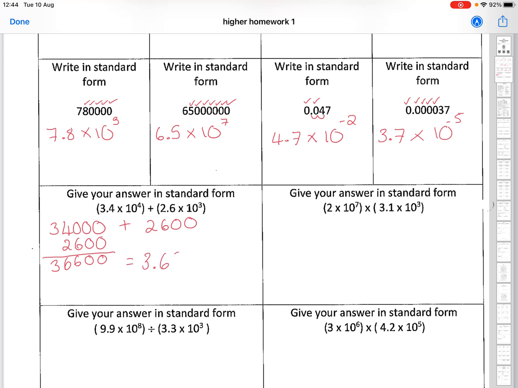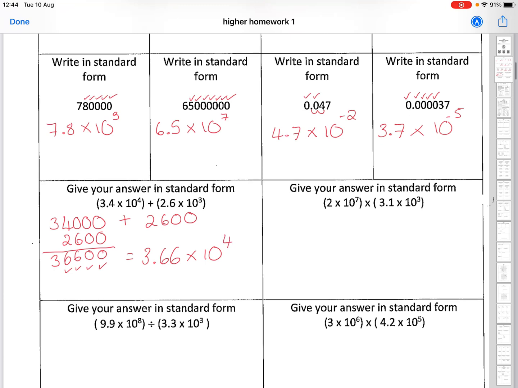So 36,600 is going to be 3.66. So all our numbers are not 0. Times 10 to the power of 1, 2, 3, 4. To the power of 4.